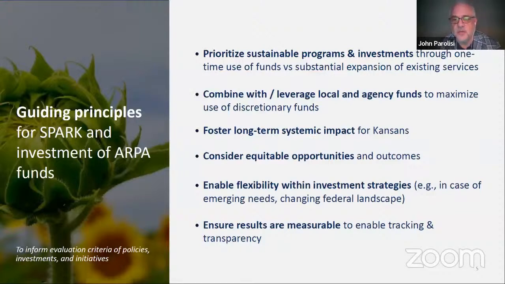Enable flexibility within investment strategies. One thing to say up front is that some of the things coming into the funnel to be evaluated, and even going up to the Spark Committee, may be more programmatic in nature, where we're targeting this type of need with this type of thing, but it may be coming out in smaller increments over time, or it may be a large project. So there are going to be different types of opportunities that come out of this process. And then lastly, ensuring the results are measurable, enable tracking and transparency. We also leverage that into how we want to approach this process as well. Next slide.